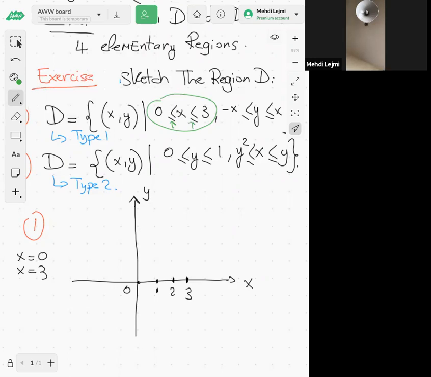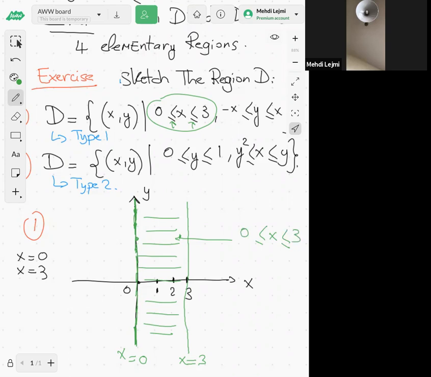X equal to 0 is a vertical line, which is just the y-axis, because if you take any point on this line, the x coordinate would be equal to 0. Now there's x equal to 3. Same thing, the line passing through x equal to 3. So when you say x is between 0 and 3, it means that x is between these two lines. This region corresponds to the region where x is between 0 and 3.